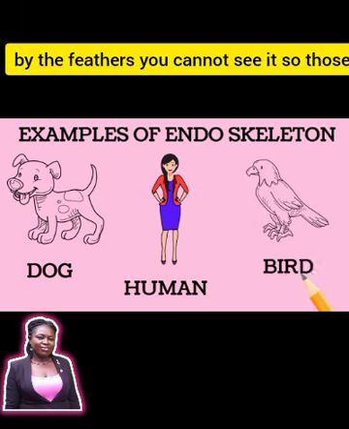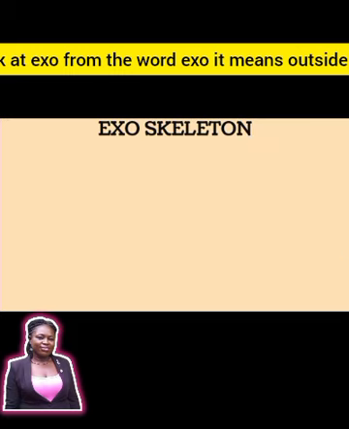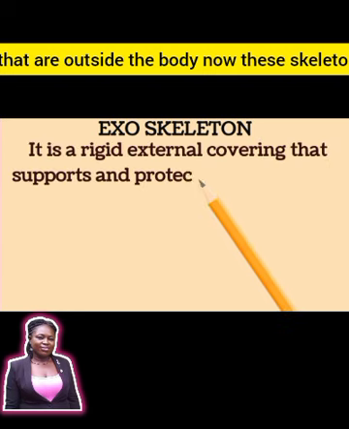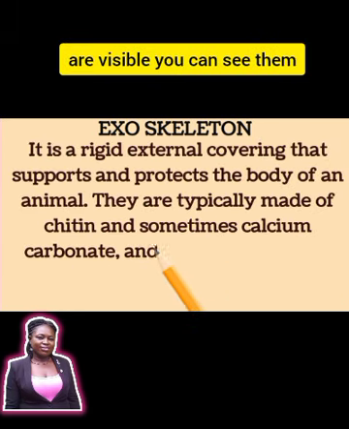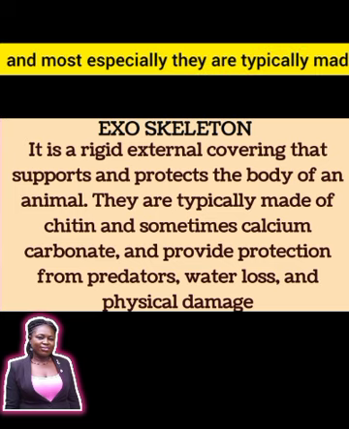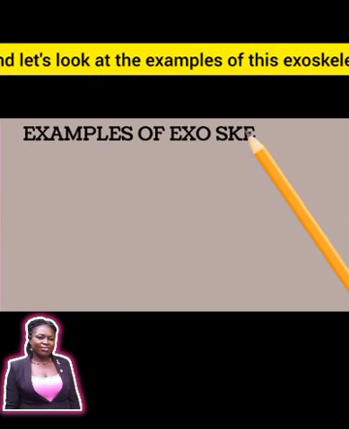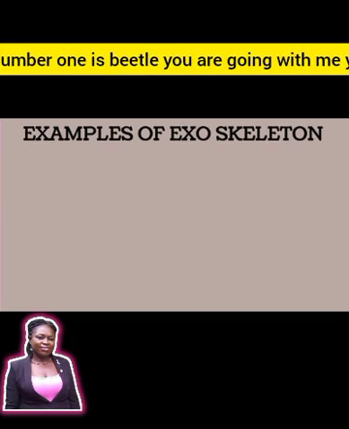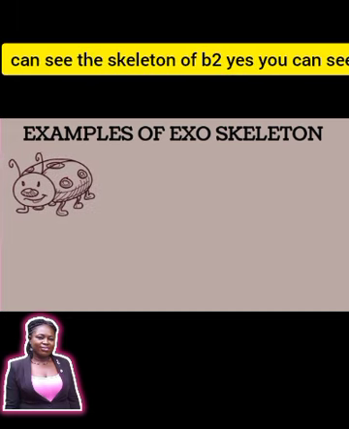Let's move forward. Let's look at exo. From the word exo, it means outside. Skeletons that are outside the body. Now, these skeletons are visible. Yes, you can see them. And most especially, they are typically made of chitin. Let's look at the examples of this exoskeleton. Number one is beetle. You can see the skeleton of beetle.